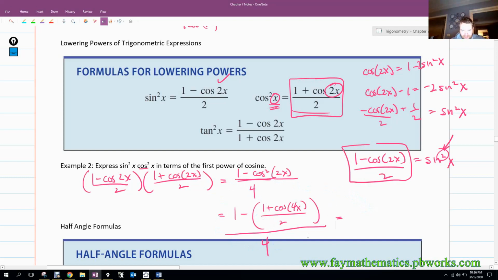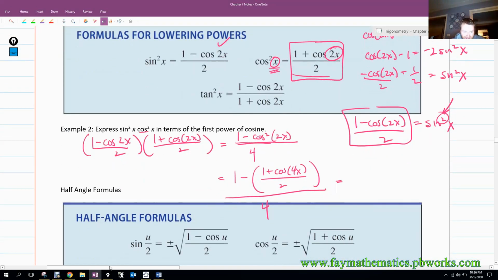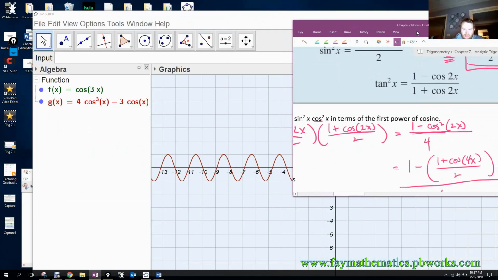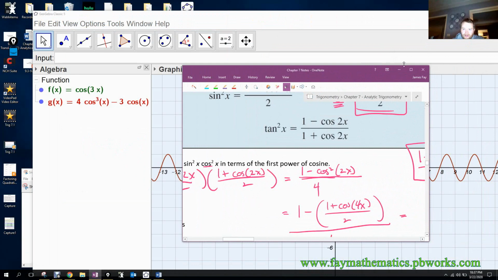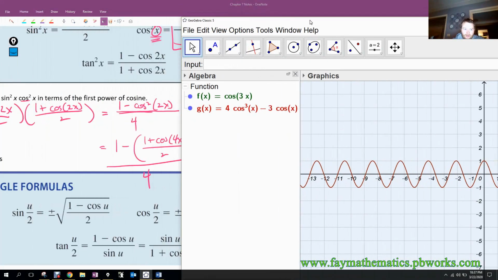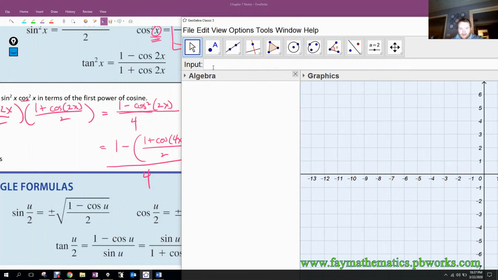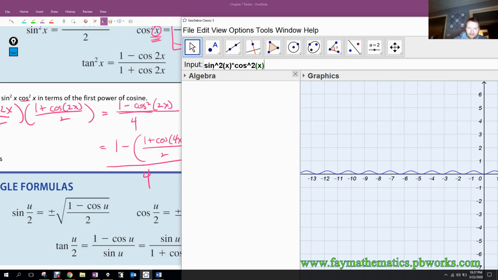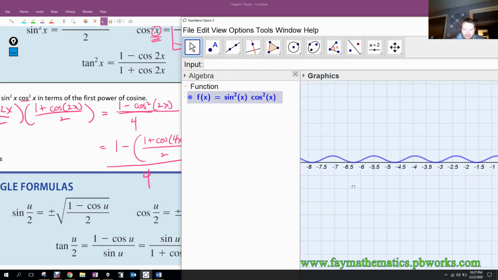For time's sake, I'm going to leave it that way, but I'm going to type it in to see if they match up. So let's see here. Cosine squared and sine squared. So sine squared x times cosine squared x gives me that graph there, and everything's squared, so it makes sense that it's all above the x-axis here.